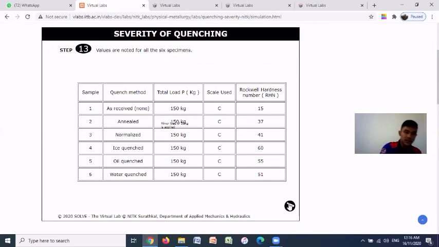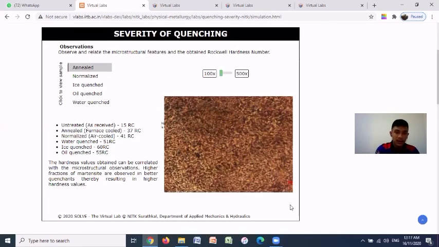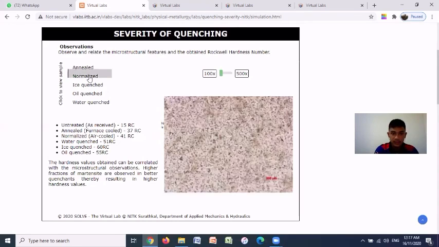So next, values are noted for all 6 samples. Okay, total load semua 150 kilo sama. Okay, scale used. Okay, Rockwell hardness number yang untuk as received annealed 15. Yang ini 37, normalized 41, oil quench 60, air quench 55 dan water quench ada 51. Alright. So ini apa yang kita dapat.